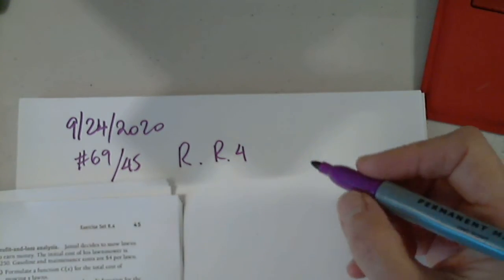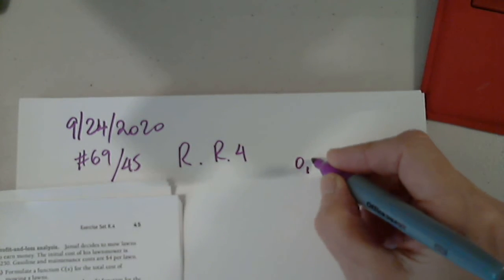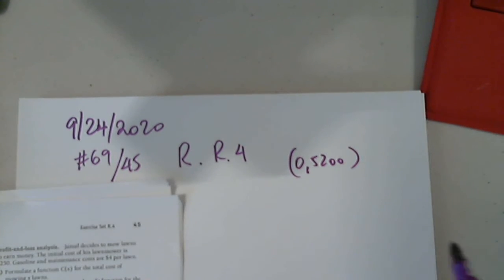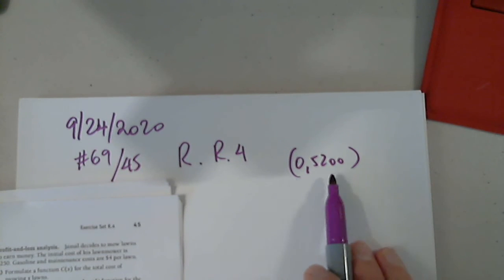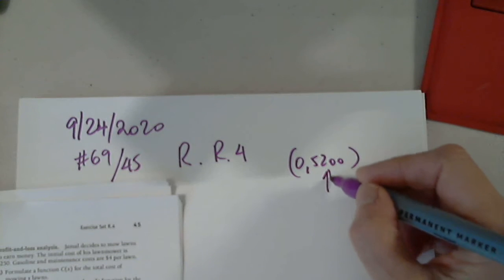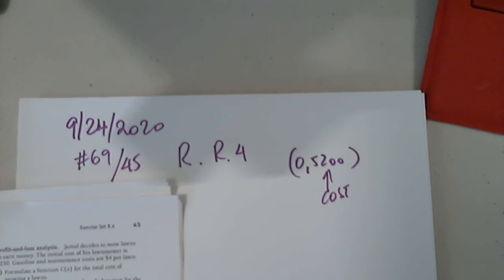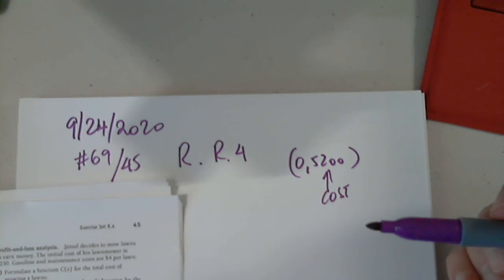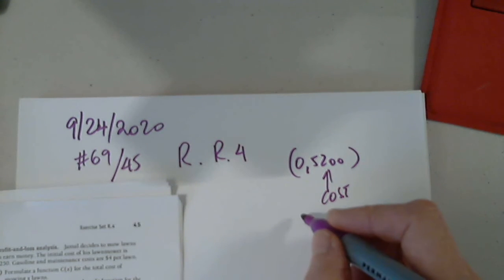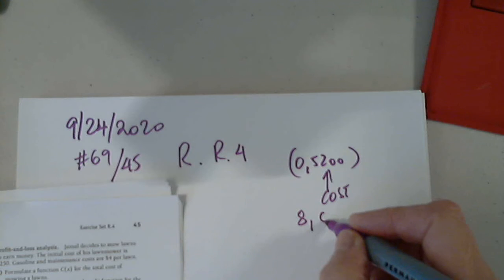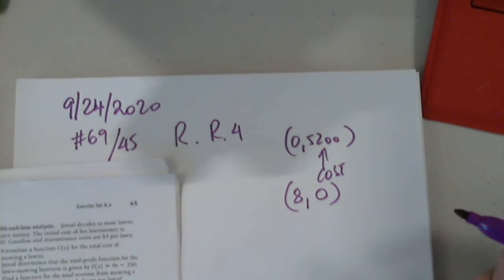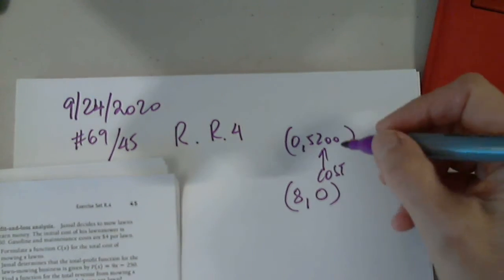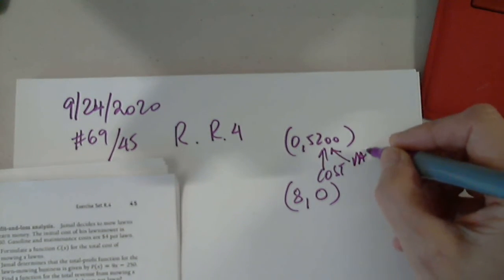So when I read the problem, I take some notes. It says January 1st, so 0, 5,200. At the moment it was bought, at time 0, $5,200. So this is cost, of course. And it's supposed to last, they say, for 8 years, which means 8 years from now, the value of the machine, the copy machine, should be 0.